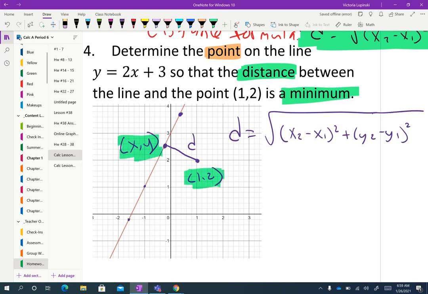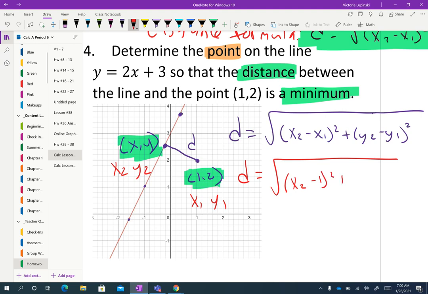So let me assign some variables here. I'm going to make the point (1, 2) my x1, y1, and then I'm going to make this x2, y2. It doesn't matter which you make which, but this is going to wind up being a little bit nicer. So I'm going to start by plugging in the x1 and the y1. This gives me the square root of x2 minus 1 squared plus y2 minus 2 squared.